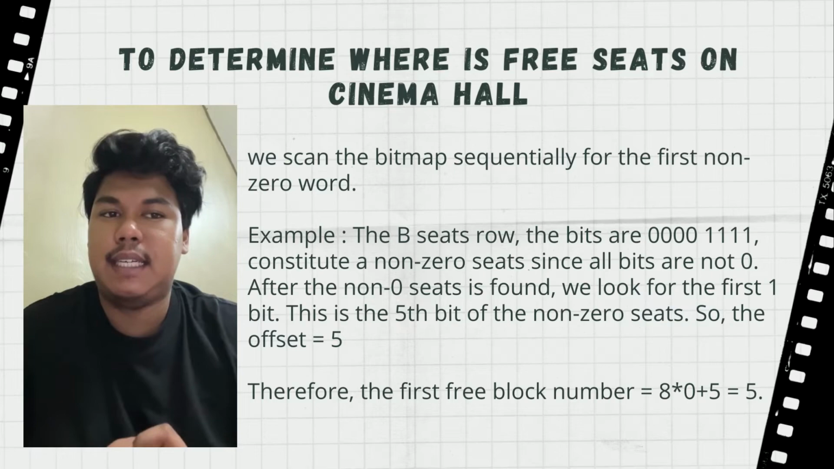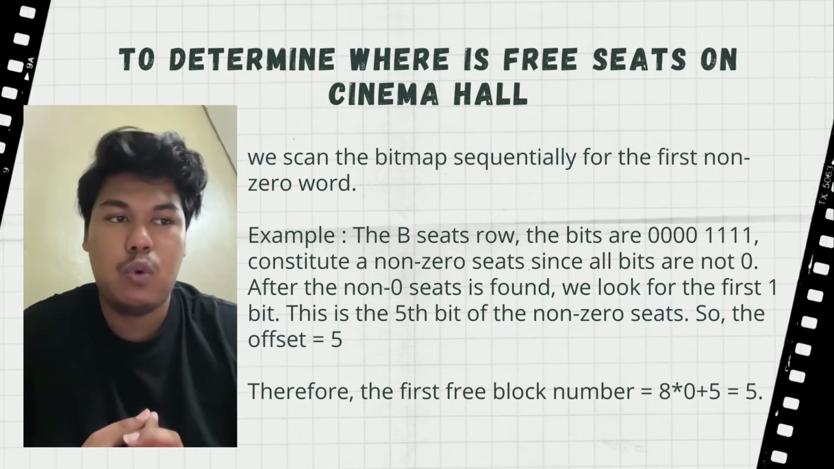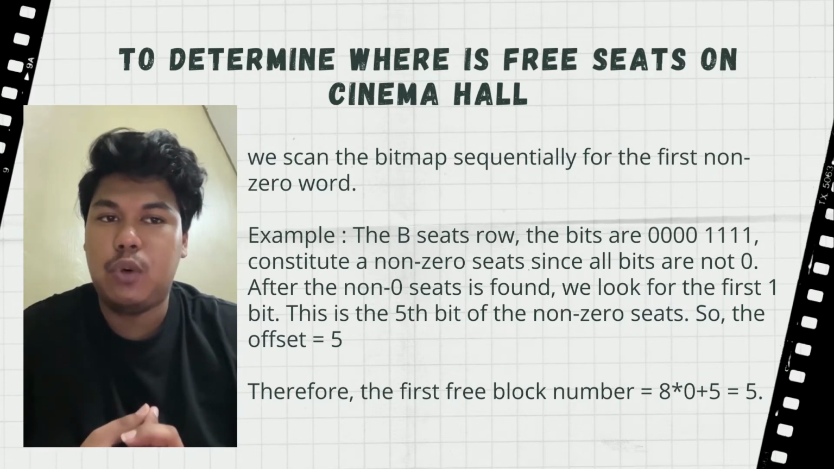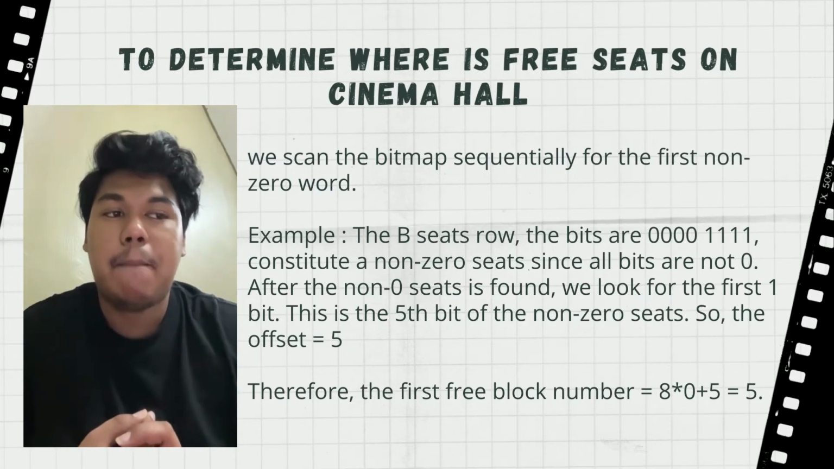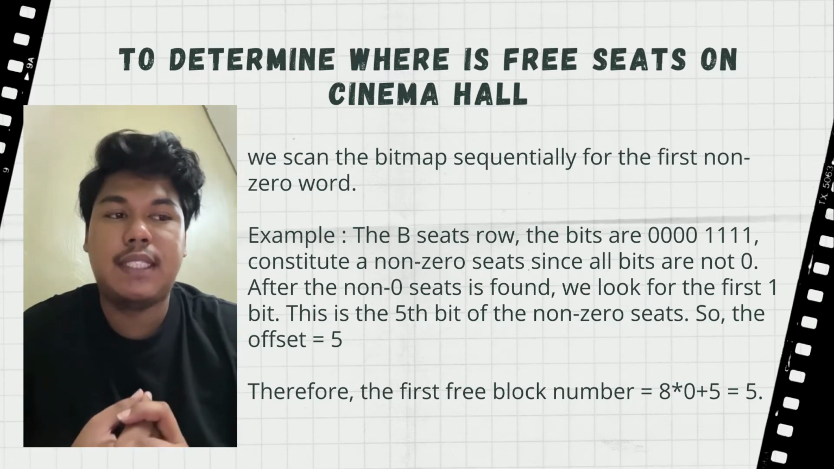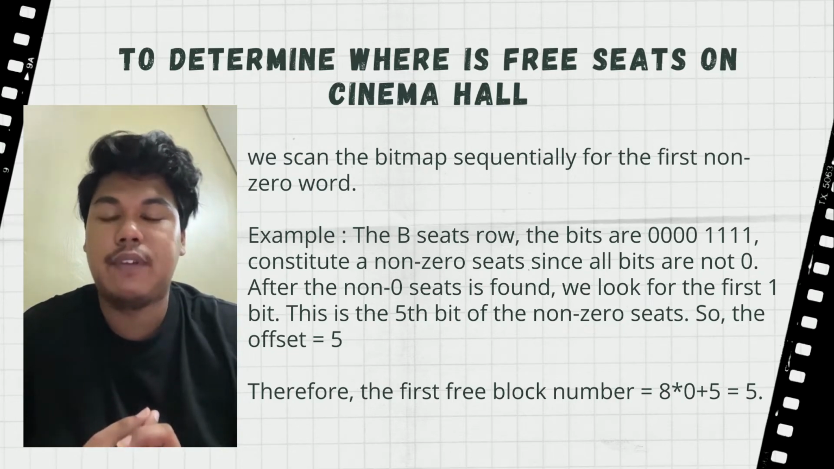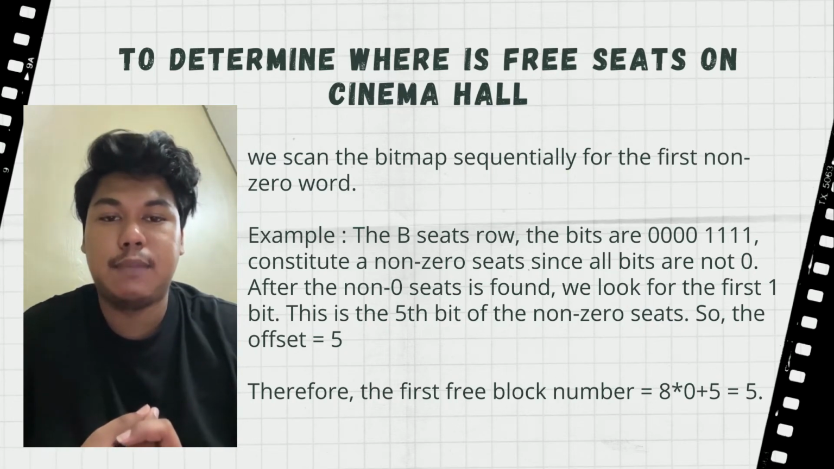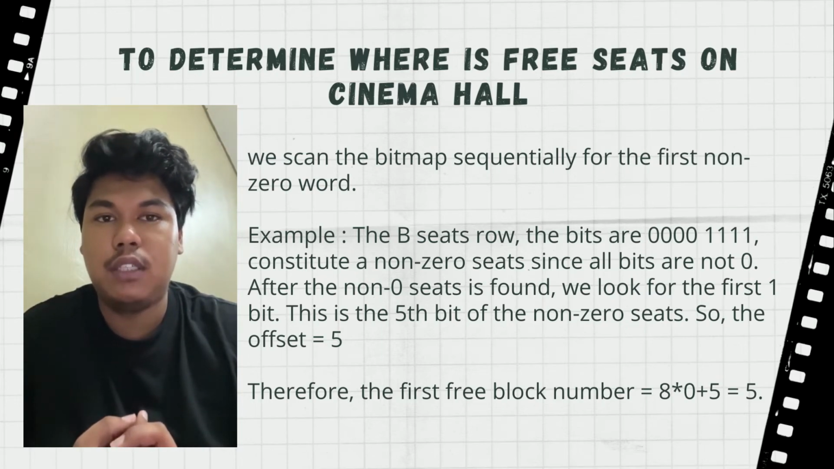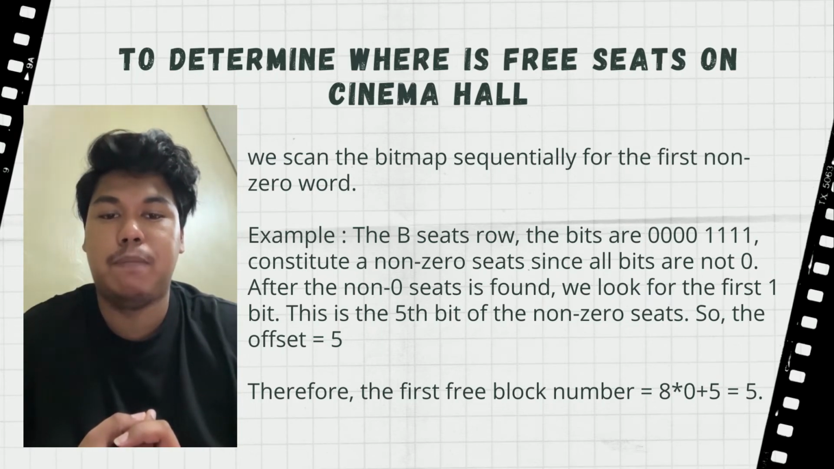8 is the number of bits per row, times 0, the number of zero values in the row at the beginning before the allocation, plus 5, which is the offset, so it equals 5. This means the first free seat in row B is seat 5, so the customer can only book the 5th seat onwards because seats 1 to 4 have already been occupied.